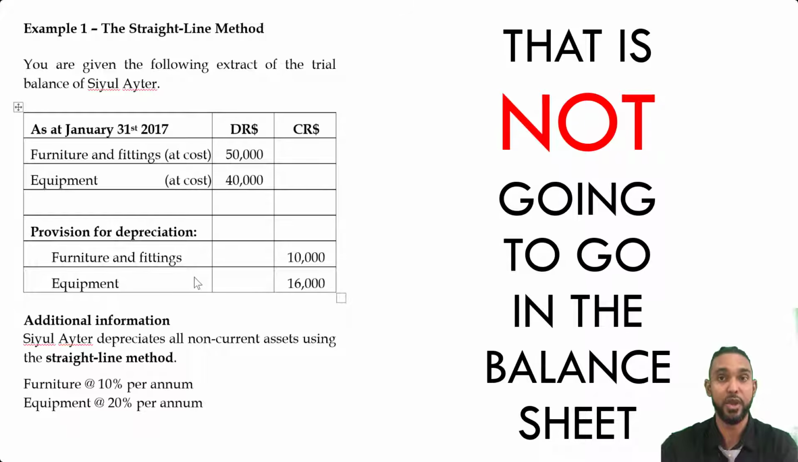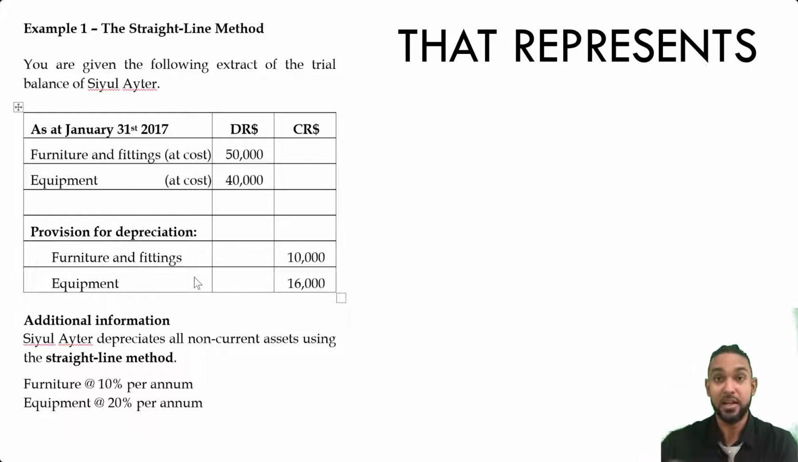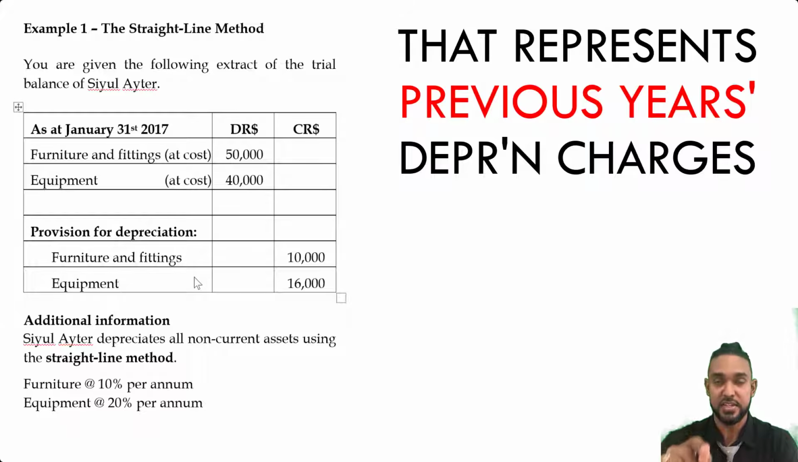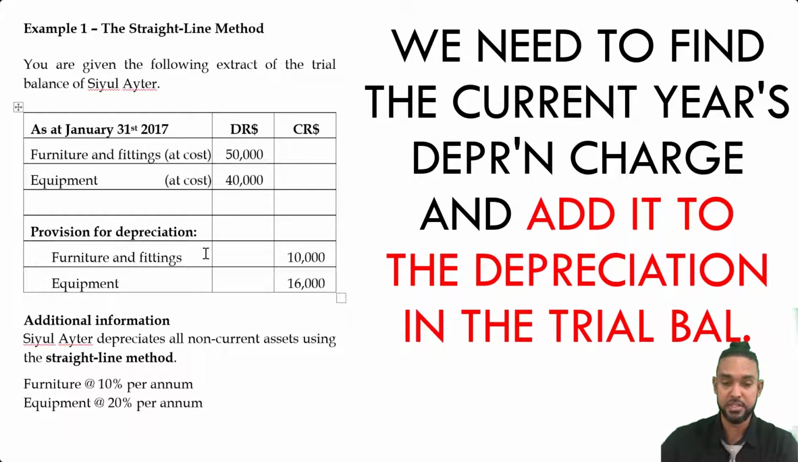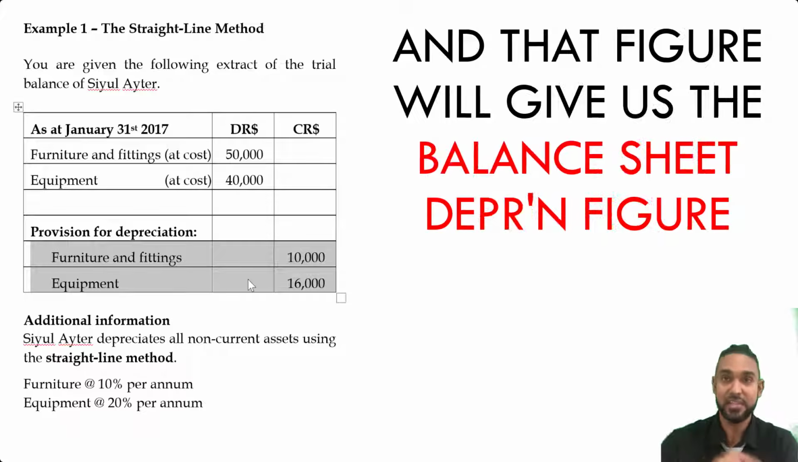That is not going to go in the balance sheet. That represents the previous year's depreciation on the assets. What we need to do is find the current year's depreciation expense, the current year's increase in the provision, add it to these figures here, and that figure will give us the balance sheet figure.